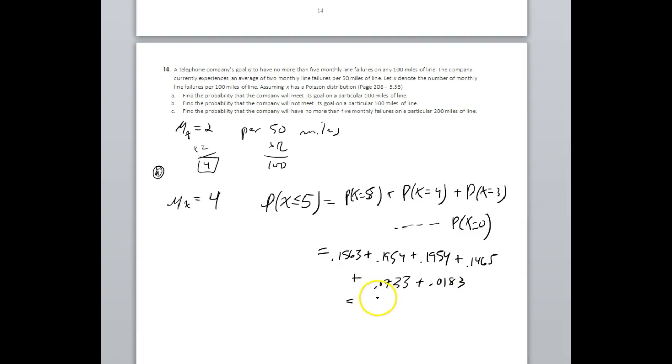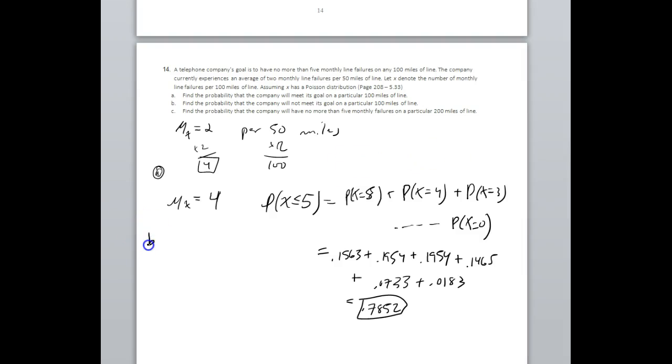And that would equal... so the probability that the company meets its goal, or has less than or equal to 5 monthly line failures, is 0.7852, or roughly 78.5%. Okay.